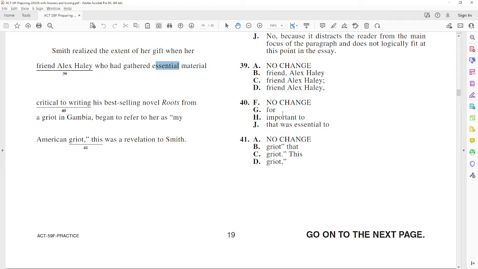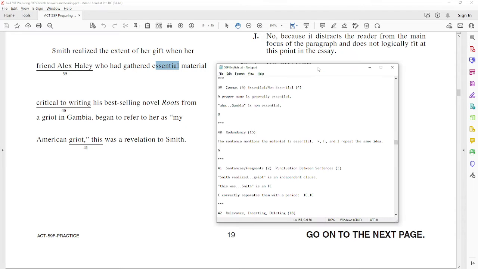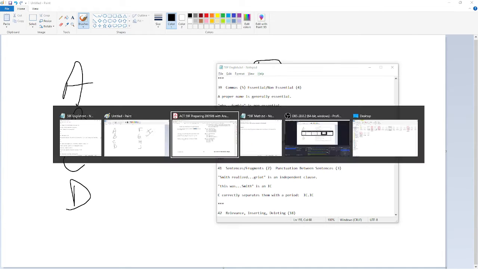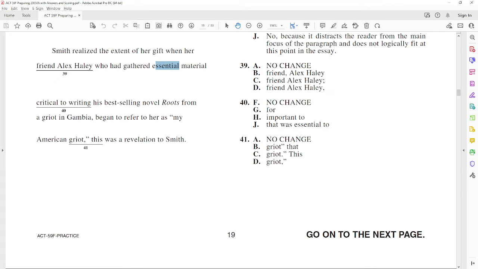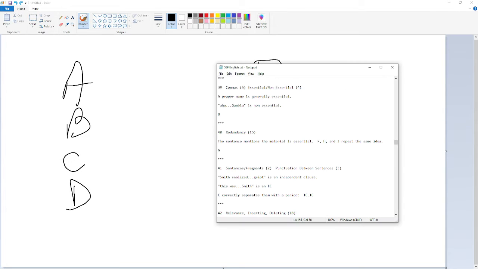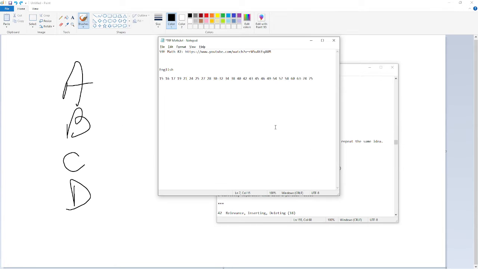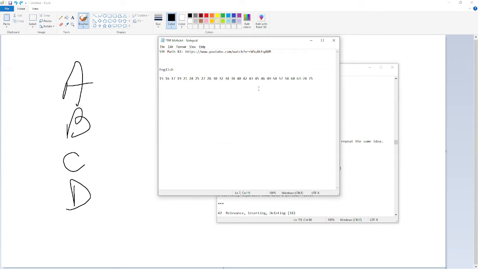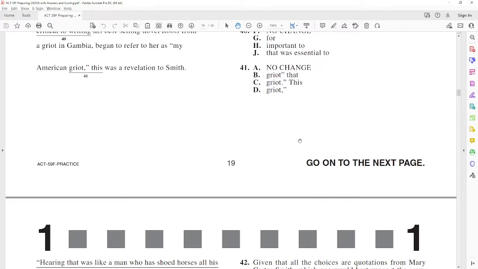All right, let's see. F, we've already eliminated. G says 4. G looks good. F is out. G matches our anticipation. H, important to. Well, important means essential. J mentions essential again. So H and J are both redundant, and therefore the correct answer is G. Just remove the redundancy. And that one has to do with redundancy, chapter 15. All right, next one. What number was that? 40. So now we have 42.